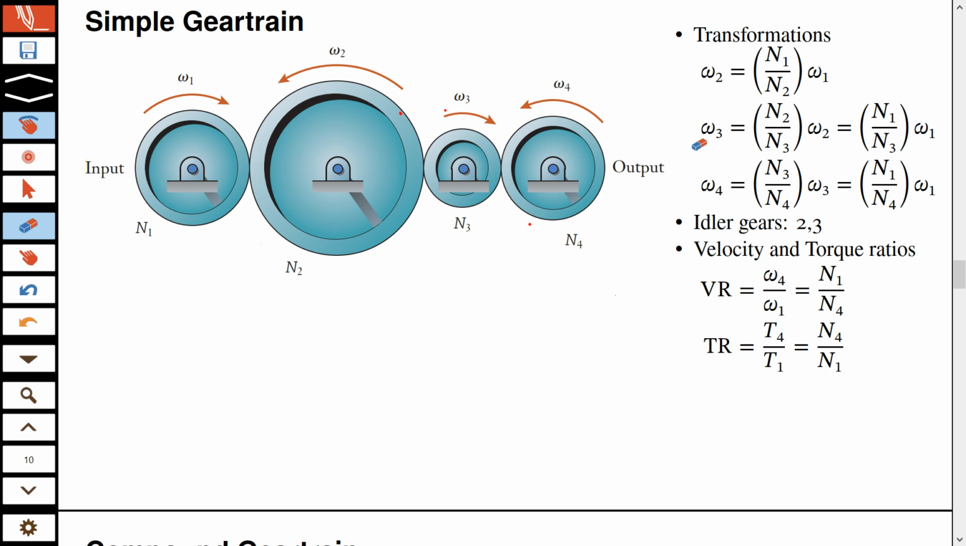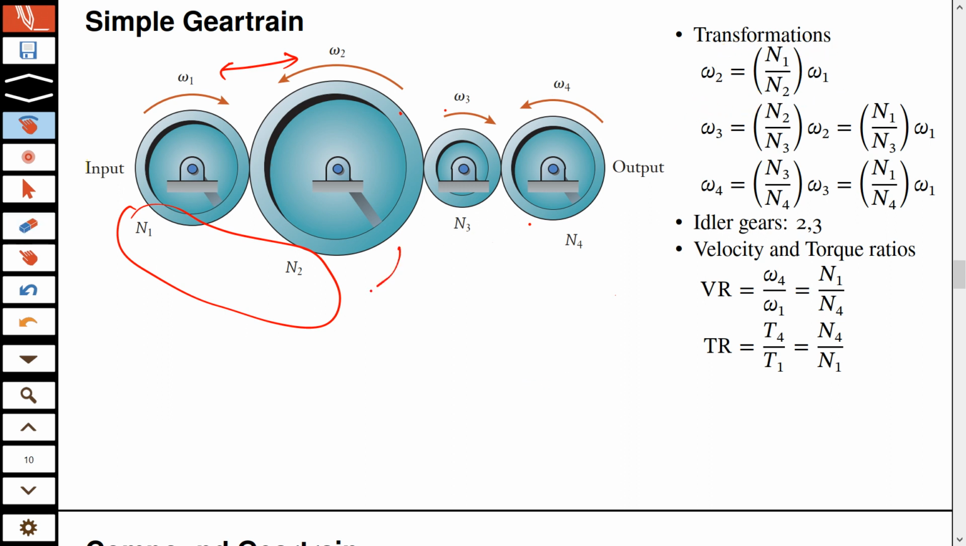Okay, now we use results from the previous slide to have an expression between omega 1 and omega 2. The relationship between these two is the teeth ratio. So this teeth ratio is involved there. Okay, that's a good thing.